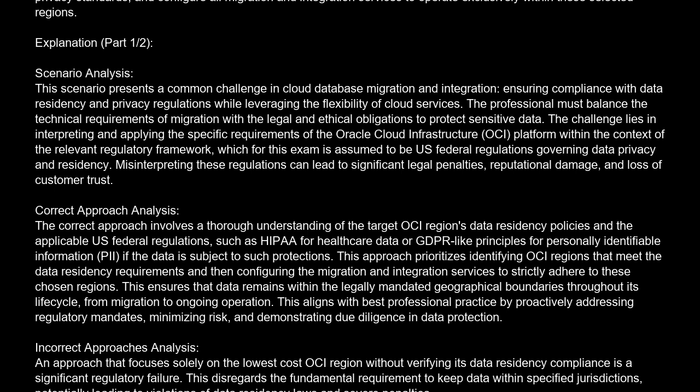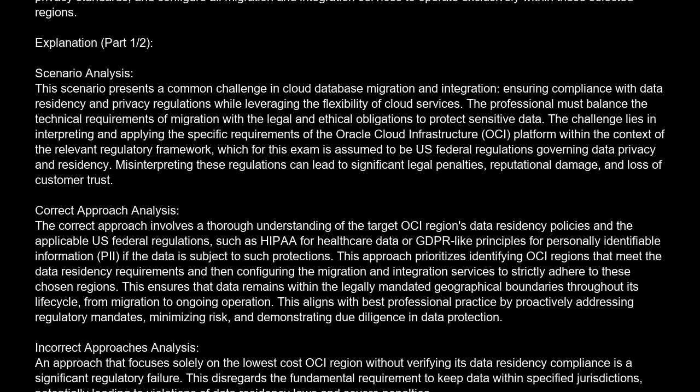Explanation. Scenario analysis. This scenario presents a common challenge in cloud database migration and integration: ensuring compliance with data residency and privacy regulations while leveraging the flexibility of cloud services. The professional must balance the technical requirements of migration with the legal and ethical obligations to protect sensitive data.